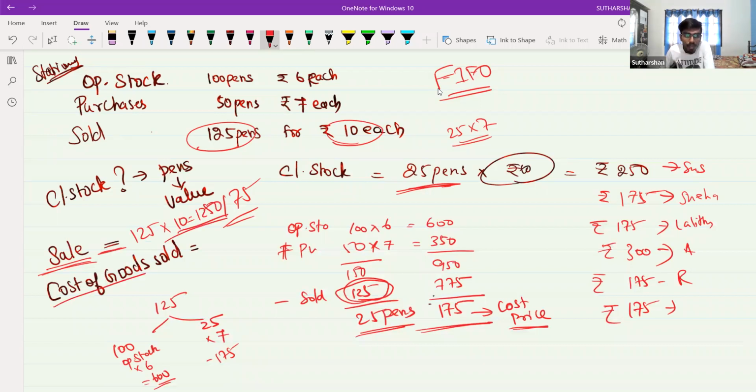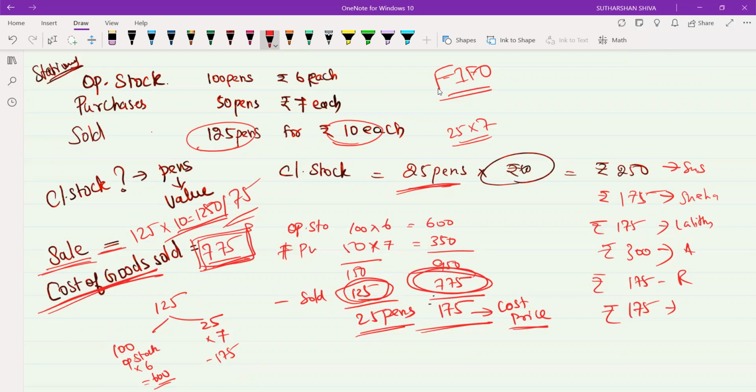Okay, next, what is the cost of goods sold? Cost of goods sold is nothing but this 775. This 775 is your cost of goods sold. Are you able to understand it? Yes, ma'am. Yes.